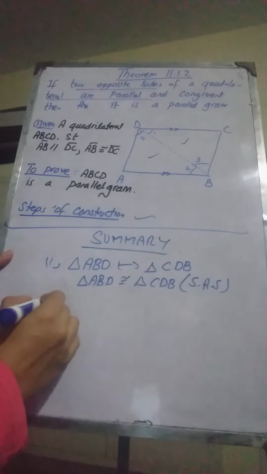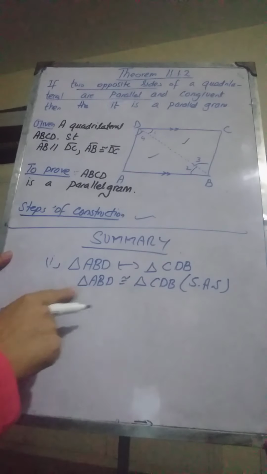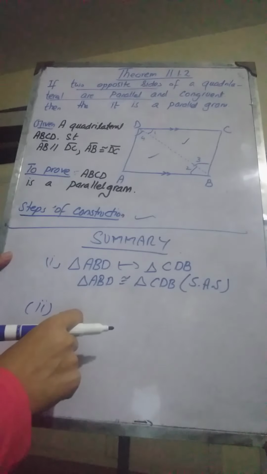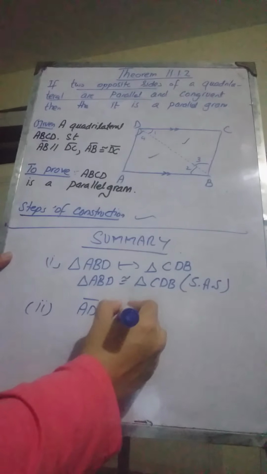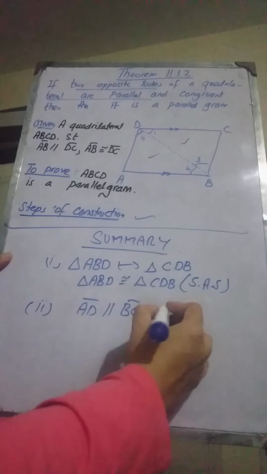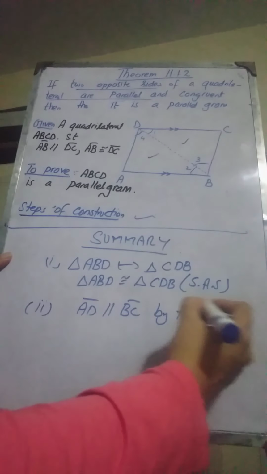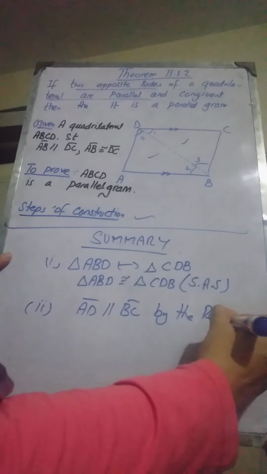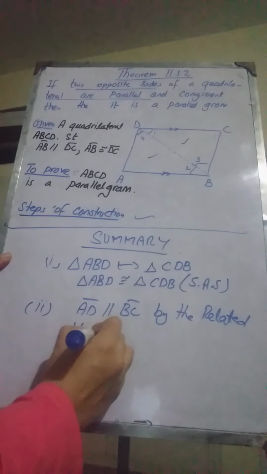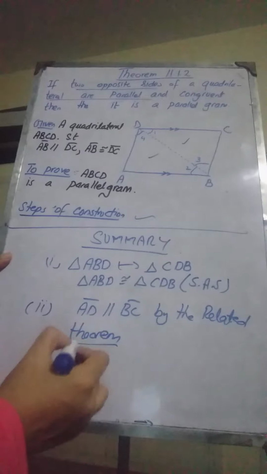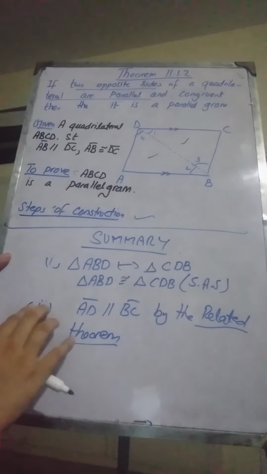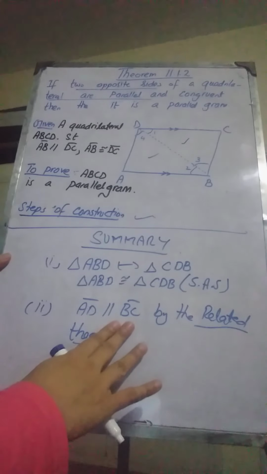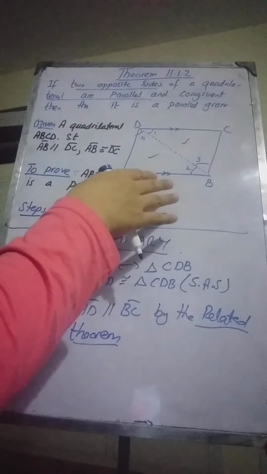In the second step, with the help of this congruency, we will get enough information to prove that AD is parallel to BC and equal by the related theorem that I have already discussed in the beginning of the theorem. With that we can easily prove that AD is parallel to BC, which will show that this whole quadrilateral is a parallelogram, okay.